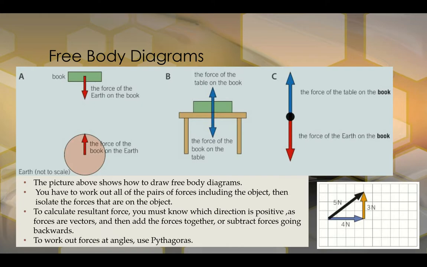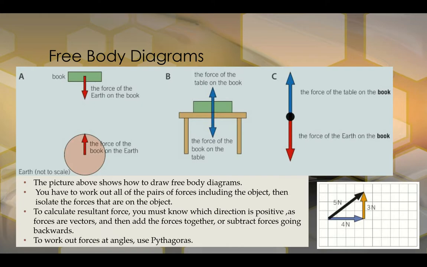So free body diagrams are diagrams which you can draw to show forces acting on an object. So the picture shows you how to draw it. You have to identify all of the pairs of forces which include the object, and then you isolate the forces that are acting upon the object that you want to draw the free body diagram about.